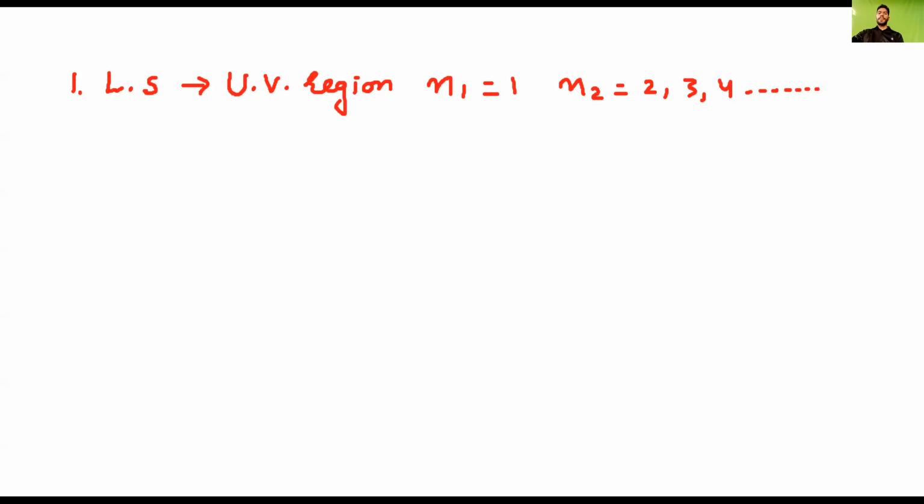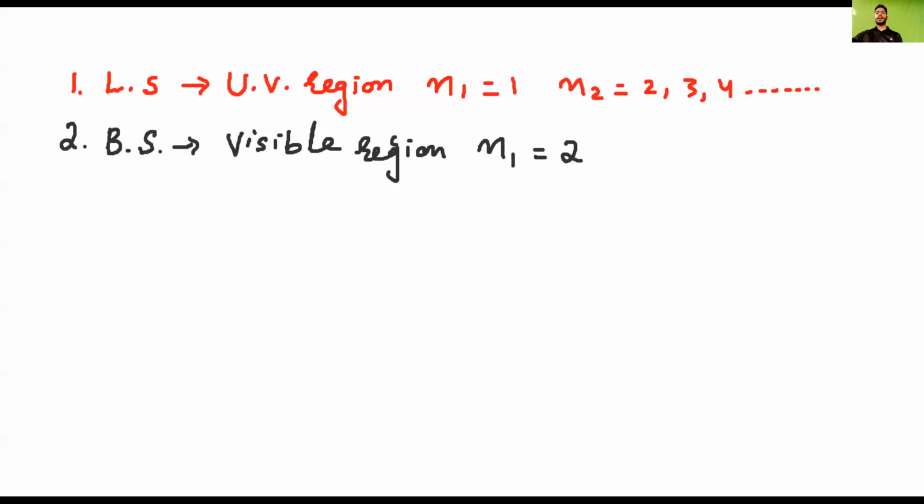Got it? Similarly, for the next, that is your Balmer series. You will remember that it lies in the visible region, which we have actually observed. When I told you that this is the spectra of hydrogen, I told you that we observed 4 colors: violet, blue, yellow and red. These 4 are observed in the visible region, that is your Balmer series. In this Balmer series, n1 value will be 2, and n2 value can be 3, 4, 5, etc.